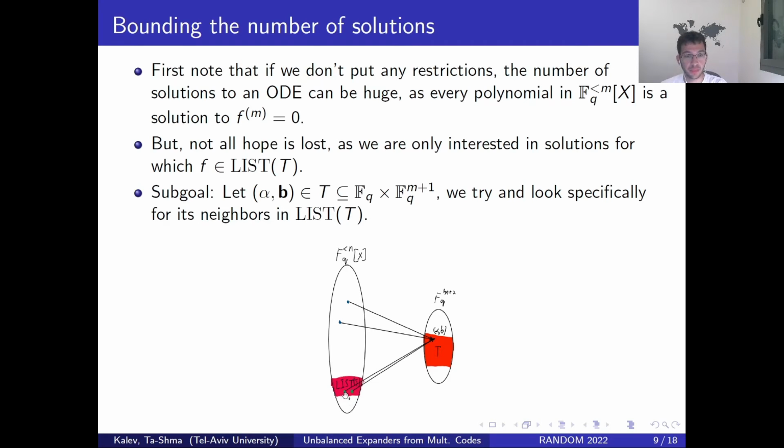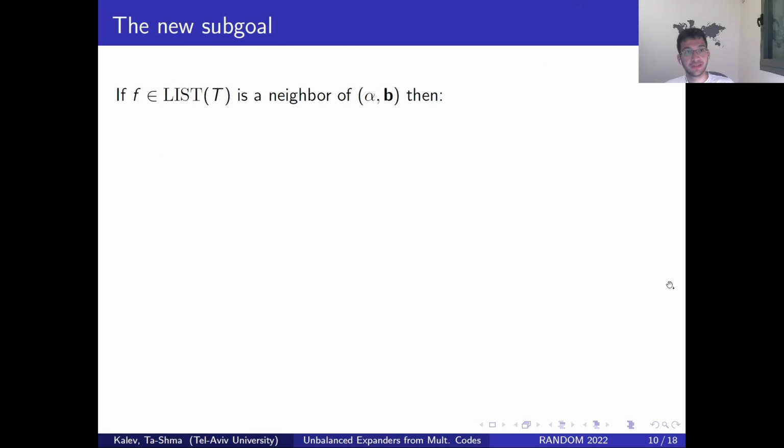That is, if we are looking at the picture, we are looking for the green neighbors, but not interested in the blue neighbors, as although they are neighbors of alpha b, they are outside the list of t, and thus we are not interested in them. Now let's consider this new subgoal, and note that every such f which is in the list and also a neighbor of alpha b must have the following two properties.